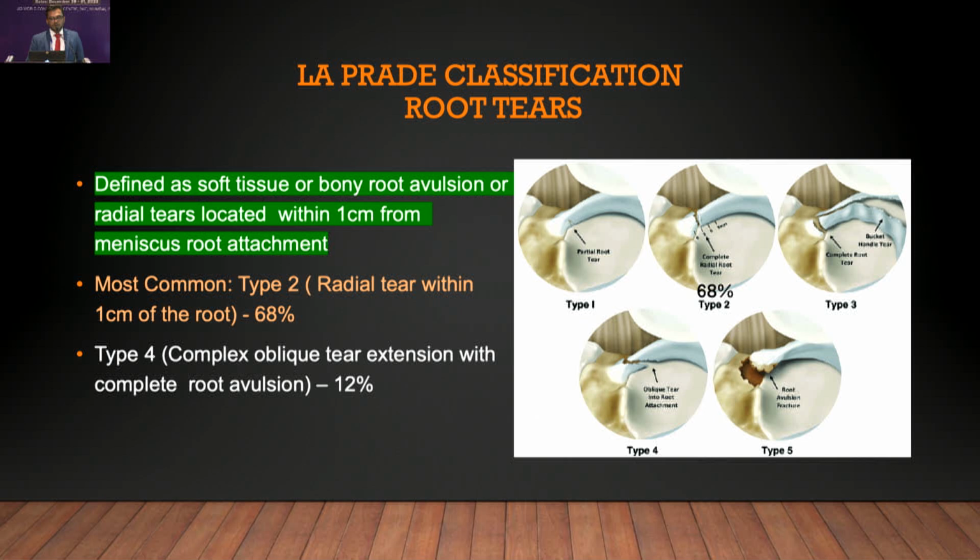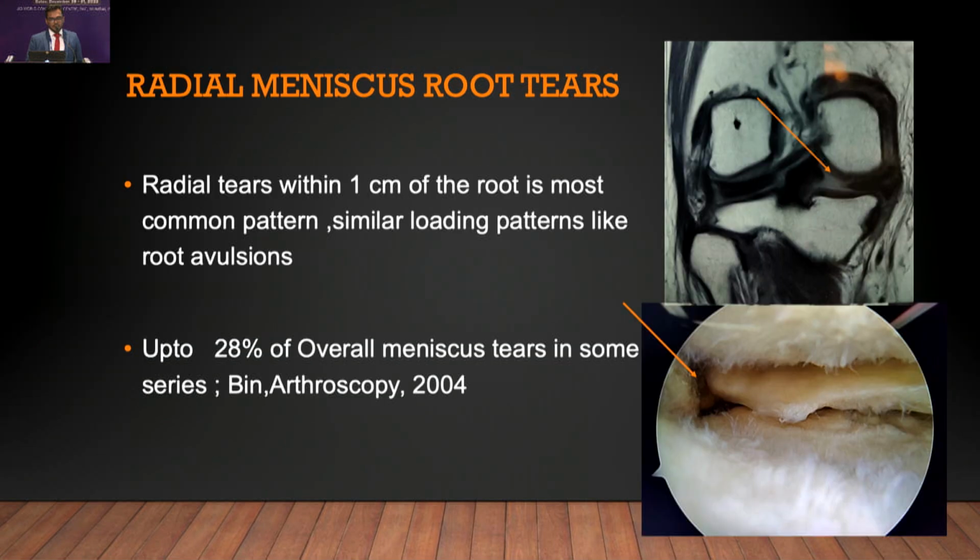LaPrade has given a good classification of root tears and has defined them as a soft tissue avulsion or a bony root avulsion, or tears which are located within 1 centimeter from the meniscus root attachment. Out of these, the most common is type 2, a radial tear within the 1 centimeter, comprising almost 70% of root tears, followed by type 4. So these are the radial meniscus root tears, how they look intraoperatively. They are within 1 centimeter of the root, and the loading patterns are similar to root avulsions.